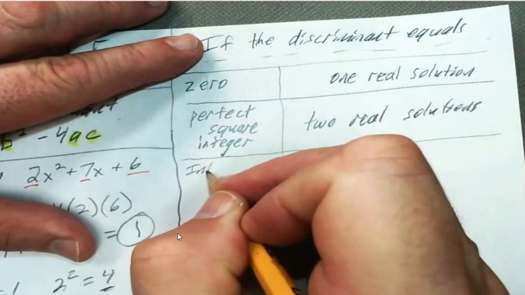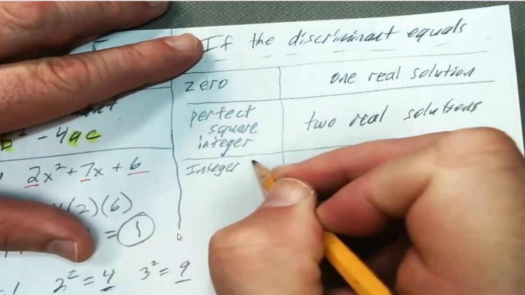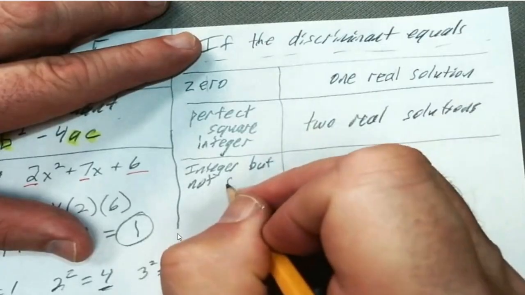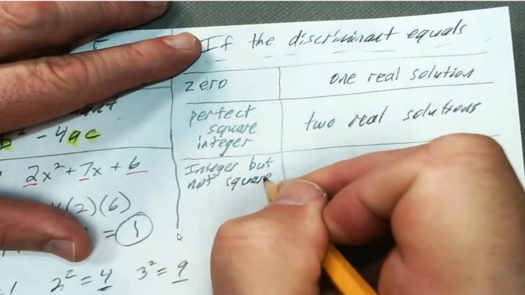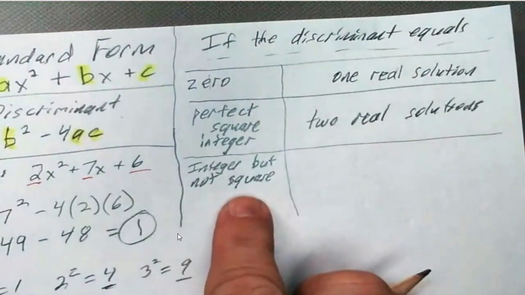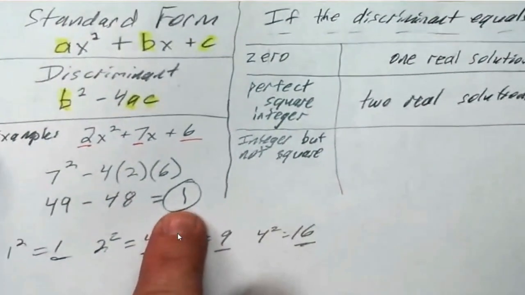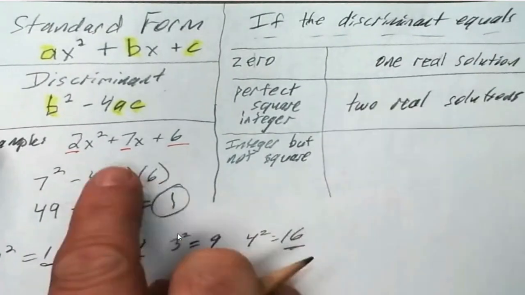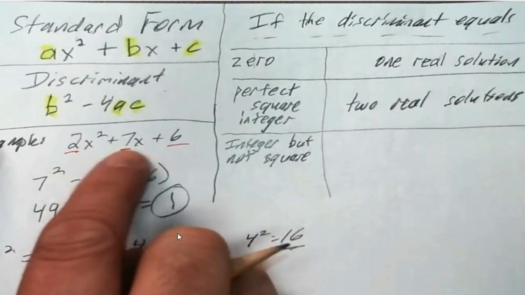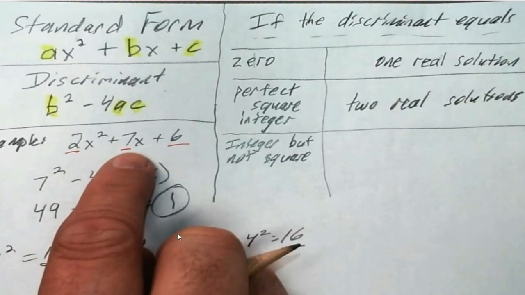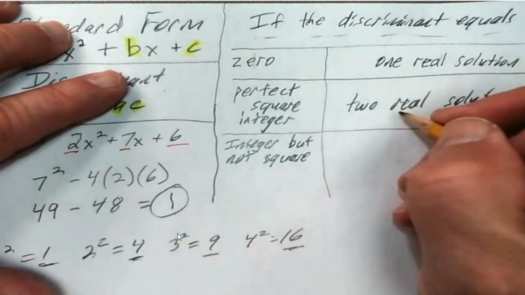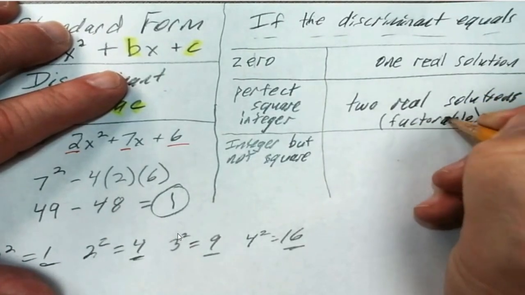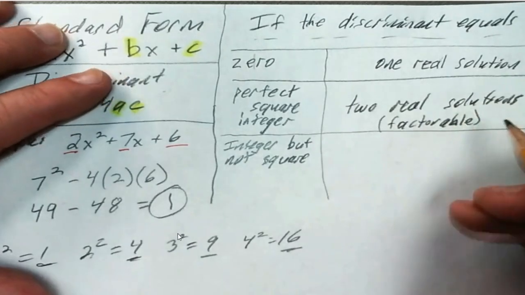If it is an integer but not square, right? So maybe we got, this is a perfect square, right? 1 times 1 is 1. So this means this has 2 real solutions. We could factor this. It's factorable. I'm going to put that in parentheses, factorable. Because it has 2 real solutions, it's factorable.